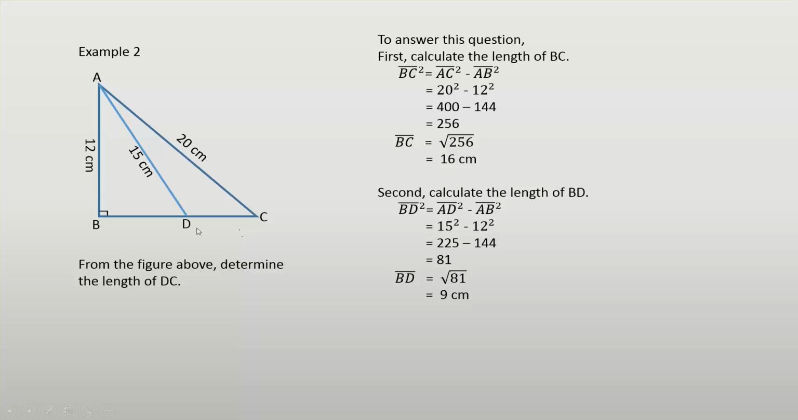So now you know that the length of BC is equal 16 centimeter and the length of BD is equal 9 centimeter. Now what is the length of DC? Yes, good. The length of DC is equal the length of BC minus the length of BD. We get this. So it's equal 16 minus 9 and the result is 7 centimeter.